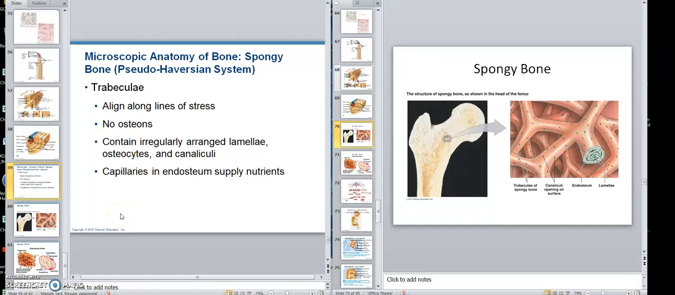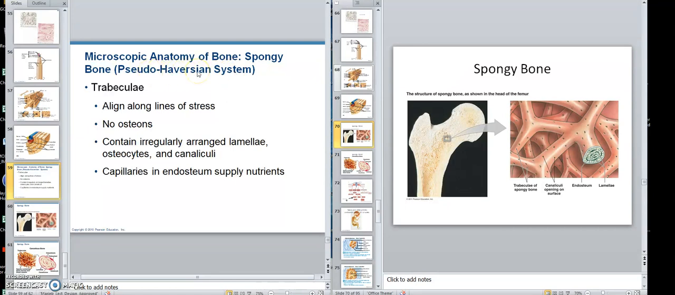Okay, class, we're now back to looking at bone. We had talked about more of the histology of compact bone. Now we're looking at the histology of spongy bone. All right, here's an example of a location to obtain spongy bone. The microscopic anatomy of spongy bone uses a pseudo-haversian system.